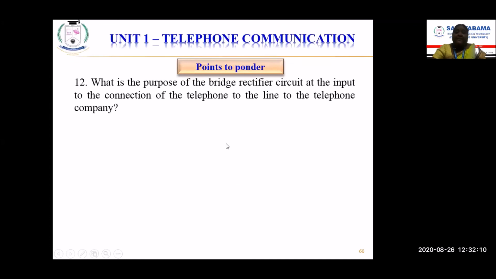What is the purpose of the bridge rectifier circuit at the input to the connection of the telephone line to the telephone company? Bridge rectifier circuit. Do you recollect the bridge rectifier circuit, which is located at the point where we connect the tip and the ring to the telephone exchange office, and here we have the ringer circuit and the voltage regulator. Please recall this electronic telephone circuit.